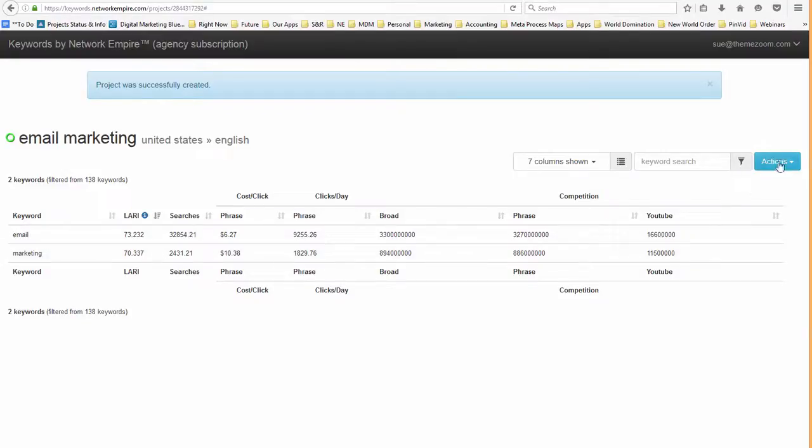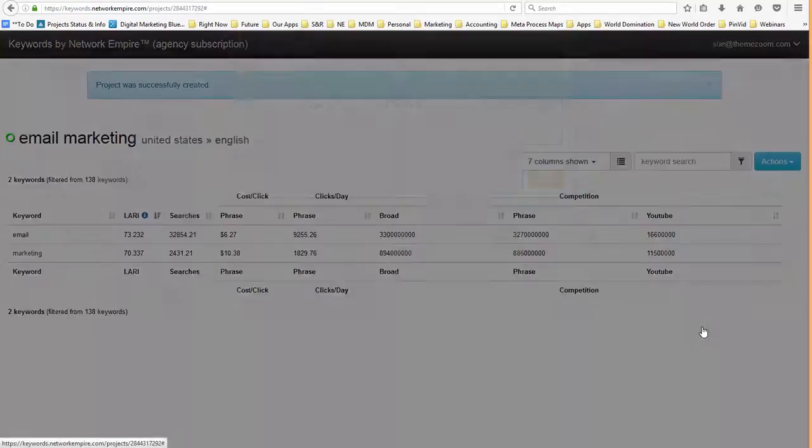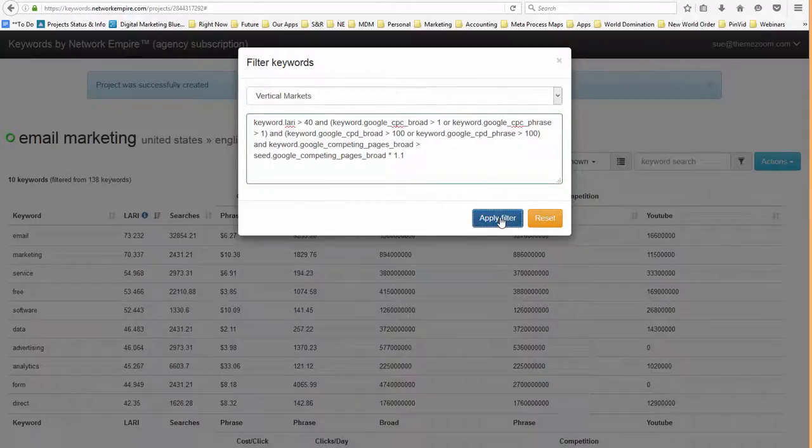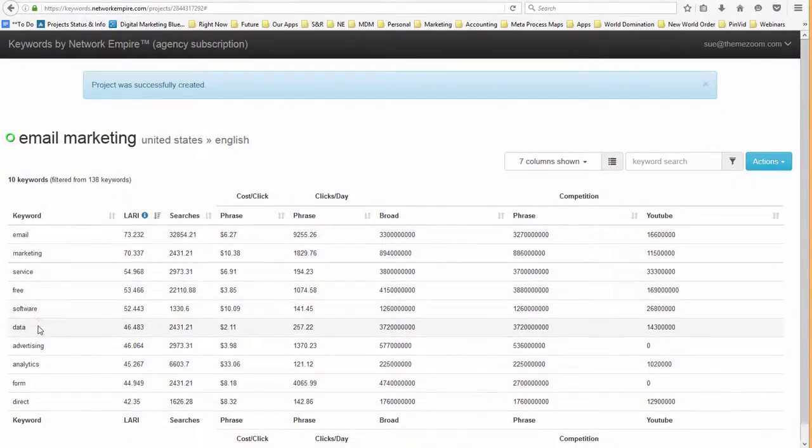So for instance, let's take this, and I haven't tried this, so I don't know how it's going to work, but let's put this down to 40 for a minute. That means it's not going to be quite as thematically relevant. And as you see, we get back a whole bunch more ideas here. Now we get services, free, software. So software comes back with email marketing, free comes back with email marketing. Analytics and advertising are more tangent ideas, but they're also broader than email marketing. So you can kind of see how that works.